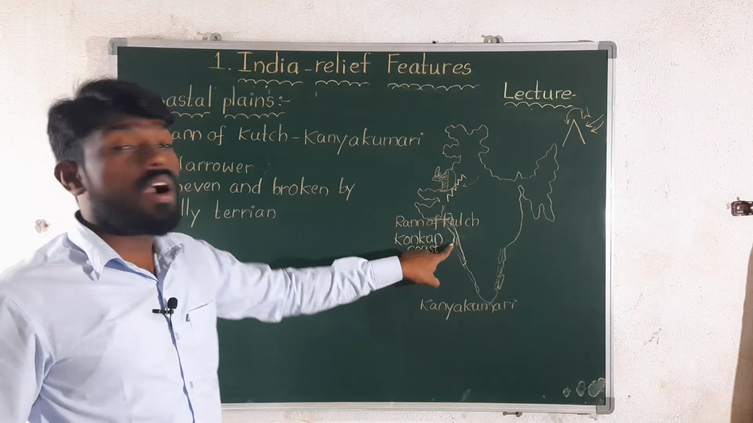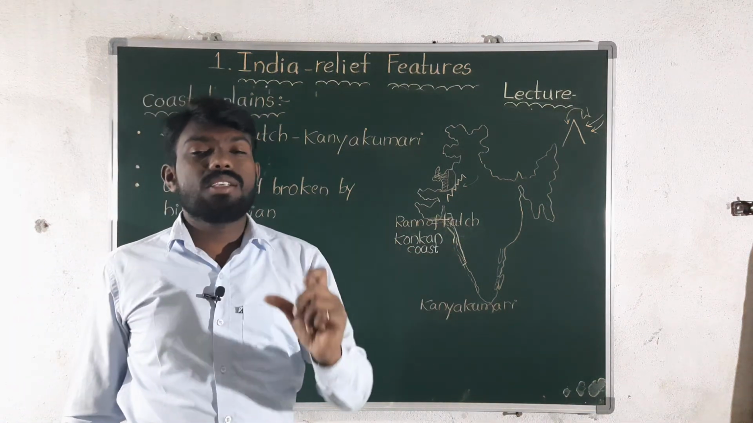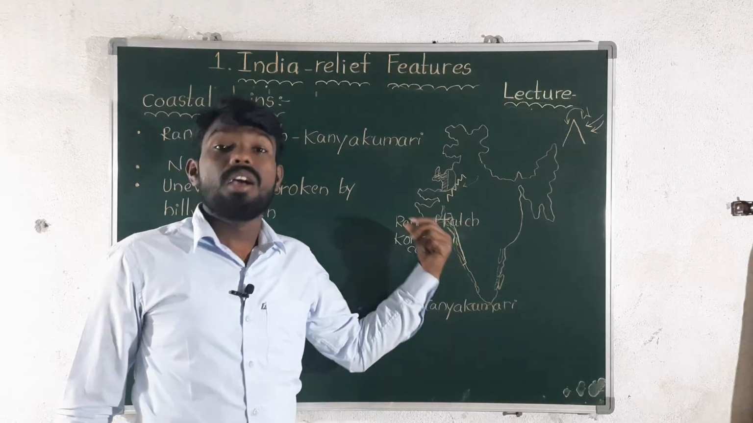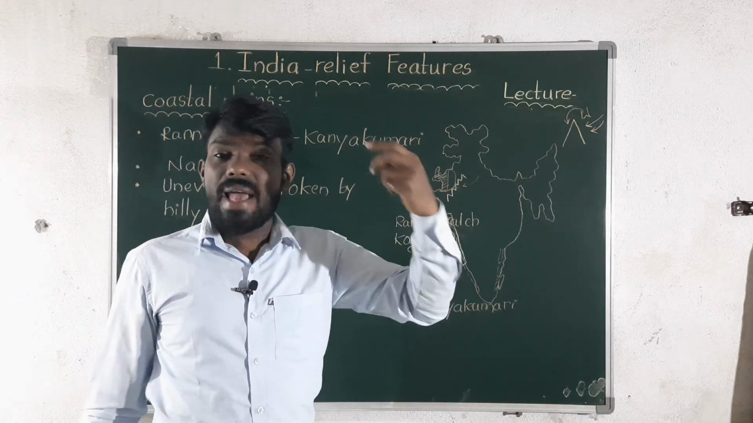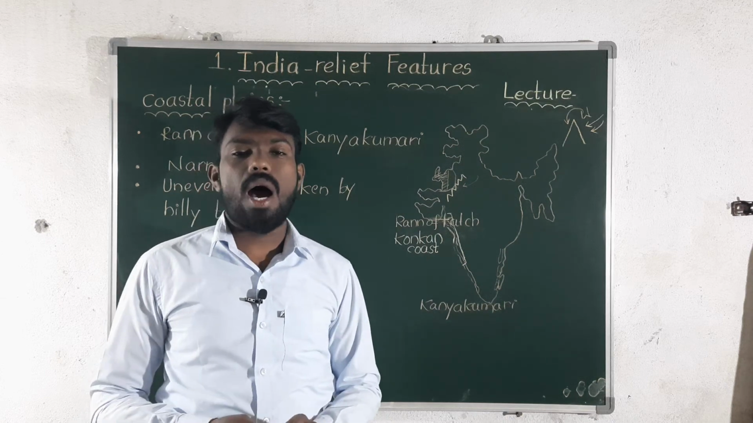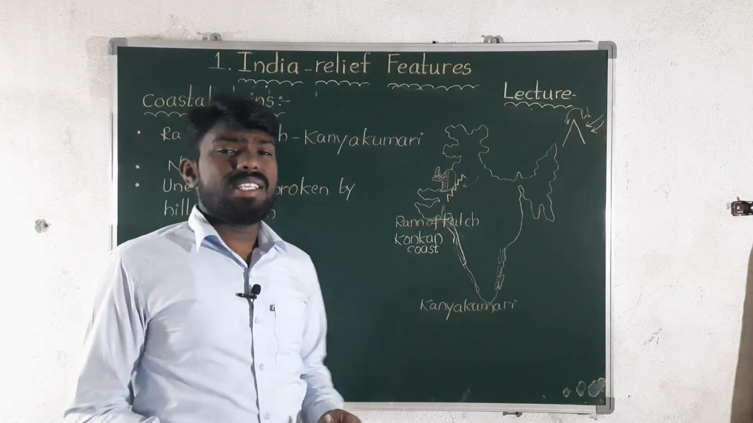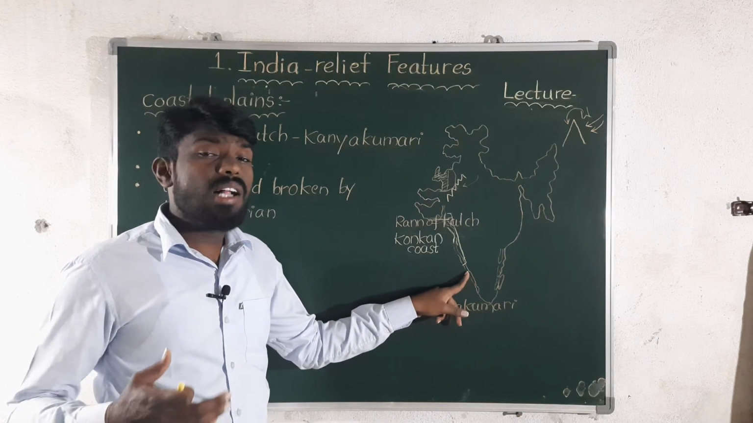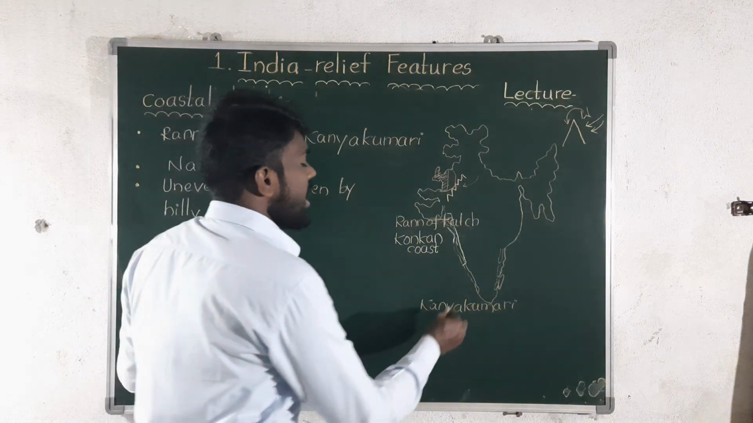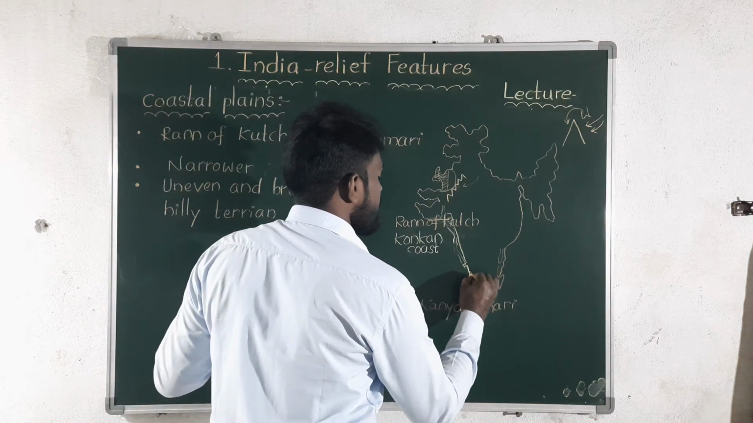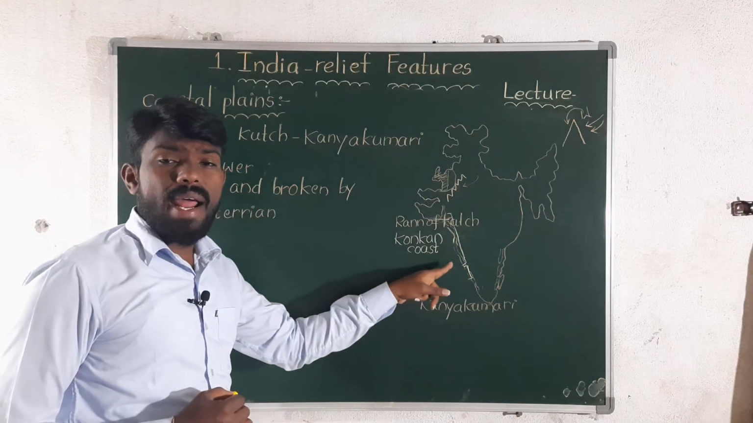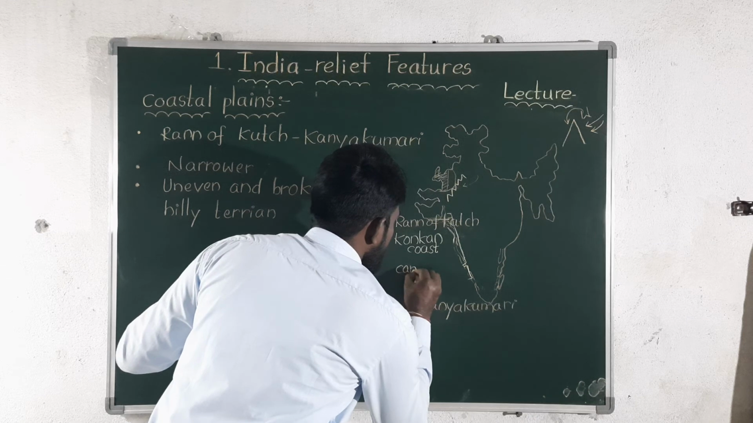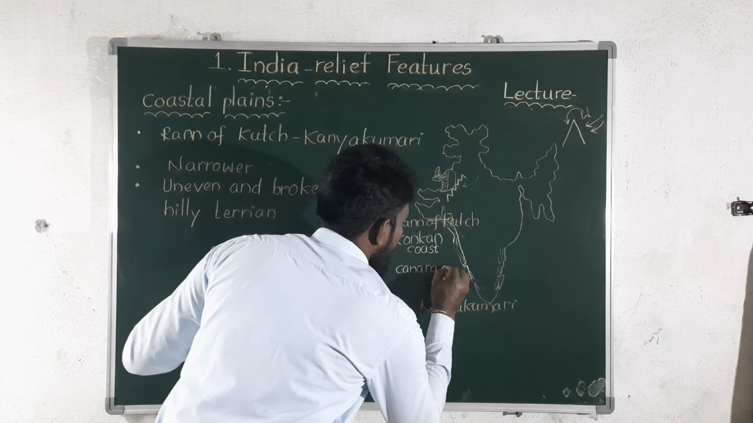This is also called the northern part, the northernmost coast, that is the Konkan Coast, extended from Maharashtra to Goa. The second one is the Canara Coast, also called the middle part. This is for Karnataka.